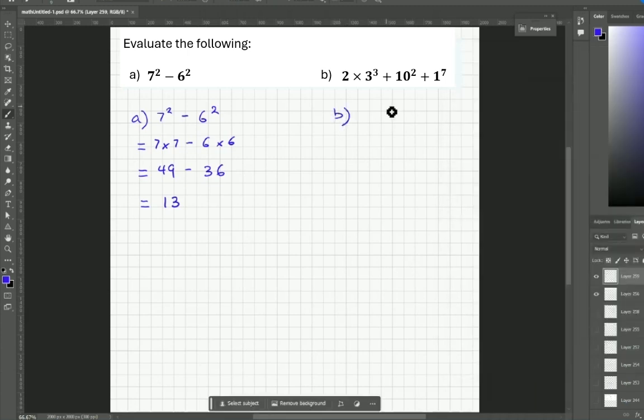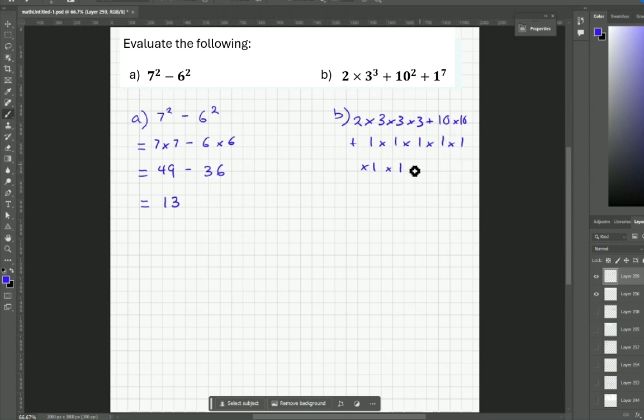The next one's a little bit more complicated, but all we have to do is remember that we can write this out first in its expanded form if we get confused. So 2 times 3 times 3 times 3. There are 3 3's here, as the 3 is in the power, or the index, plus 10 times 10, plus 1 times 1 times 1 times 1 times 1 times 1 times 1. And you can see we've already come into a bit of a problem.